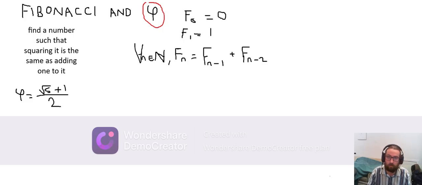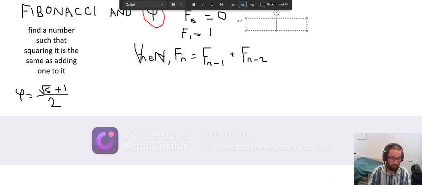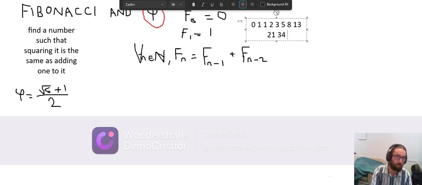So we can go through the first couple quite easily. So 0, 1, 0 plus 1 is 1, 1 plus 1 is 2, 1 plus 2 is 3, 2 plus 3 is 5, then 8, 13, 21, 13 plus 21 is going to be 34, 55. I think the next one will be, I believe it's 89. Yeah, we'll stop there.